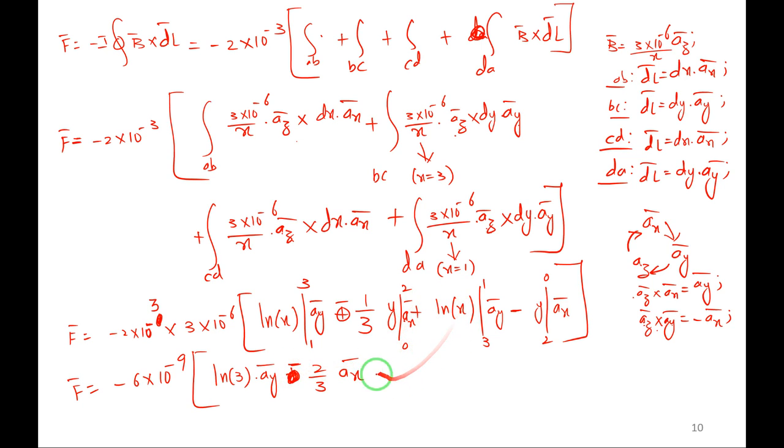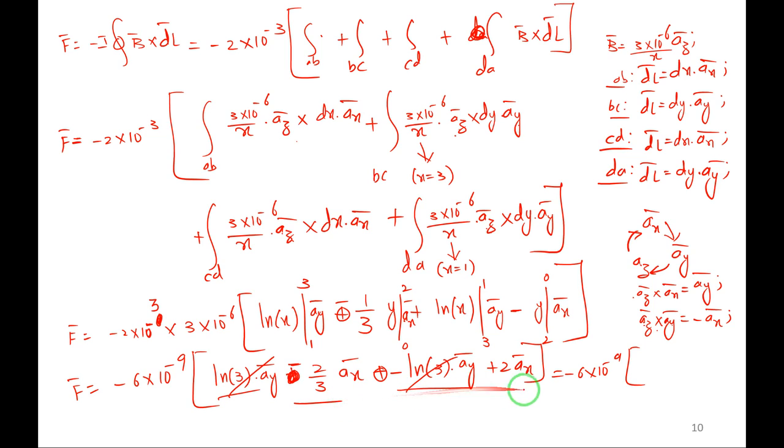So do it slowly, don't go wrong. So next, upper limit minus lower, ln 1 is 0, minus, so I will take minus here, ln 3 into ay. Then next, upper limit minus lower limit, 0 minus 2, minus 2 ax, minus minus plus 2 ax I will get. Please check it. This one they will get cancelled. So next I am left with minus 6 into 10 power minus 9, and this one minus 2 by 3 ax plus 2 ax.